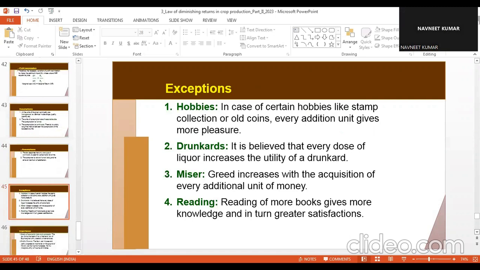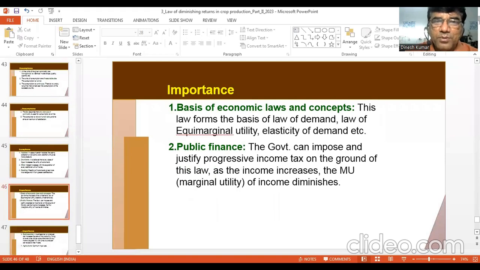Now, exceptions are also there to the law of diminishing returns. In certain hobbies, it may not apply, like stamp collection or old coins. Every additional unit gives more and more pleasure. So, in certain hobbies, it may not be applicable. For a person who drinks wine or whiskey, it is believed that every dose of liquor increases the utility for a drunkard. Misers and people with reading habits: some people have reading habits, so it is not applicable to them.